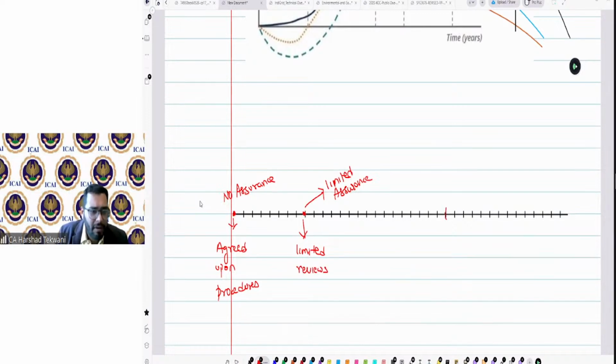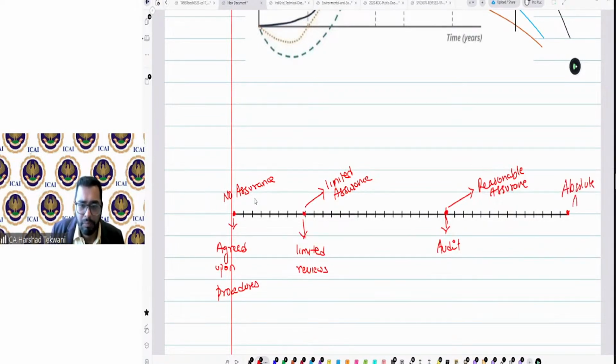Somewhere more, we have reasonable assurance, and for that we have the audit. And at the last, we have absolute assurance. For that, we have certain certifications where the wording "true and correct" is used. And then we have investigations.